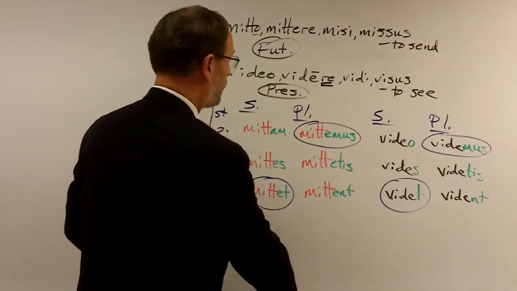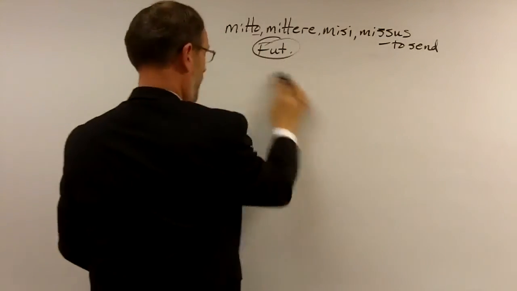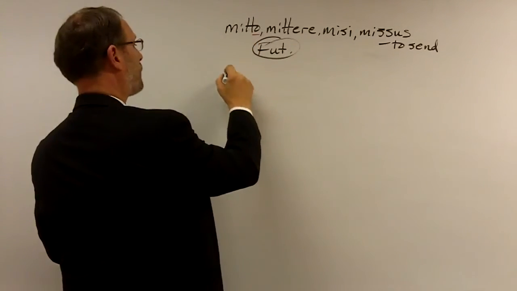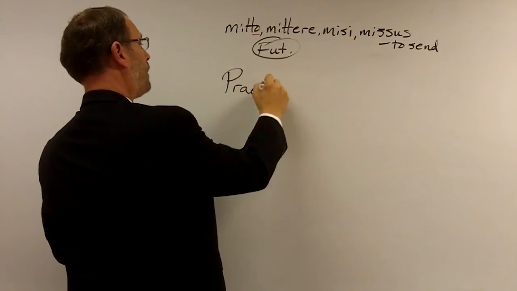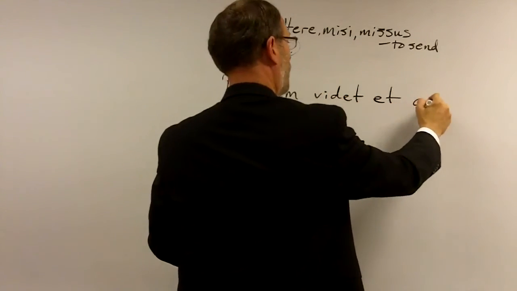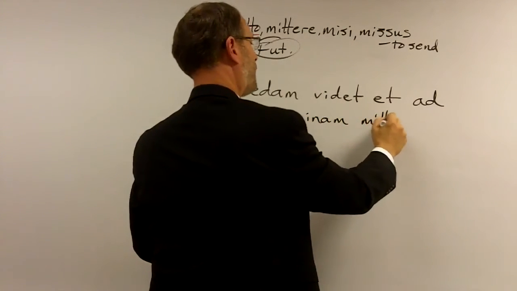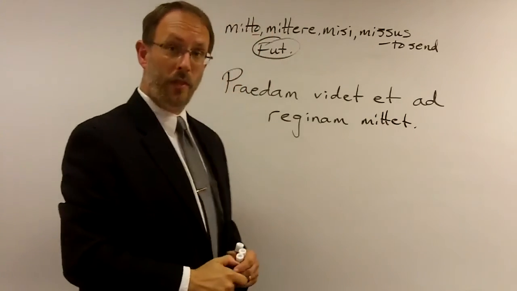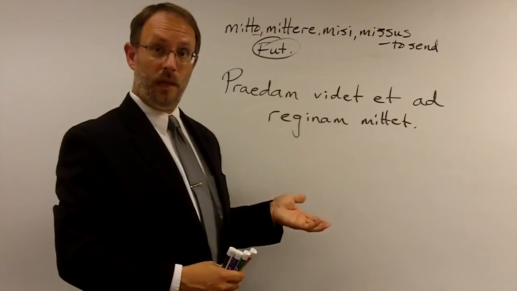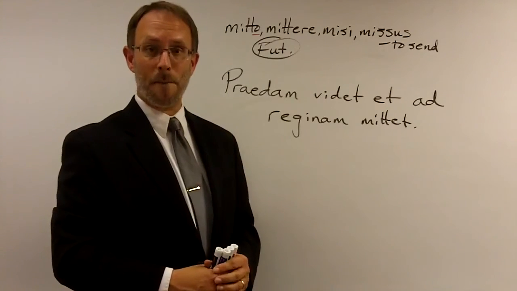A third conjugation verb with an E in the conjugated form is future tense. Now let's see this in a sample sentence. So maybe we have something like this. Puella videt et ad reginam mittet. So right now, copy that sentence, underline each of the two verbs in it, and parse them. Give the person, the number, and the tense of each. Go ahead and pause the video and do that now.